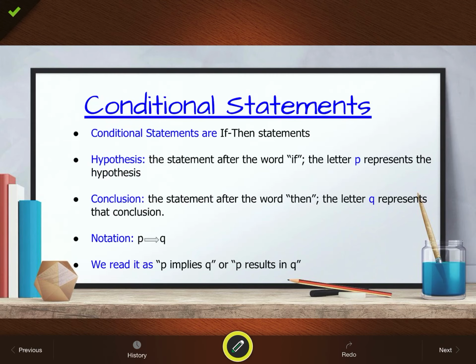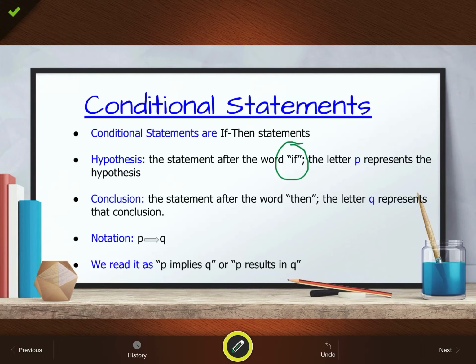There are a couple vocab words that you need to make sure that you're familiar with. The first one is hypothesis. The hypothesis is the statement after the word if. Key right there. It does not include the word if. We also will use the letter P to represent the hypothesis. And we will get more into that tomorrow or when you get to the next section when we start talking about symbolic form.